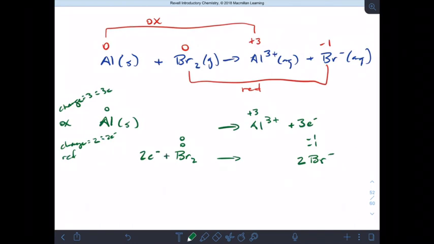Okay, so now I've added my electrons. Now I need to cancel the electrons, which means they need to be the same.